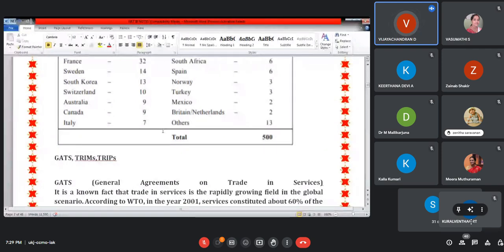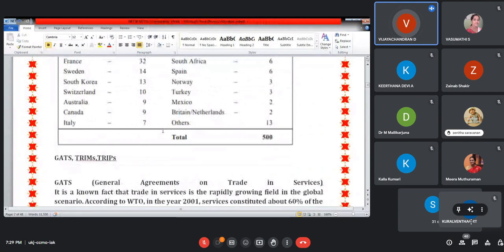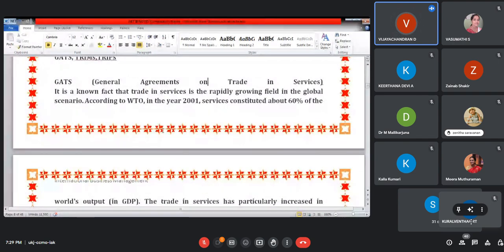Next, I'm moving into the GATS and TRIPS that I have to say. So General Agreement on Trade in Services. So this will be the monitoring international organization in order to check the service involved in the international trade.